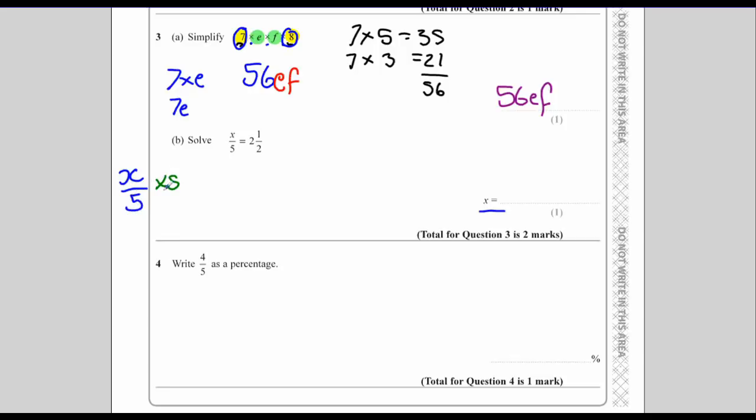So if we're dividing a number by 5 and then timesing it by 5, we're going to get x on its own. I'll give you an example. Imagine if you've got 10 and you had 10 divided by 2. Well, 10 divided by 2 is 5. Now what if you did 10 divided by 2 times by 2? Well, 10 divided by 2 gives you the 5, and then times it by 2 you get 10.